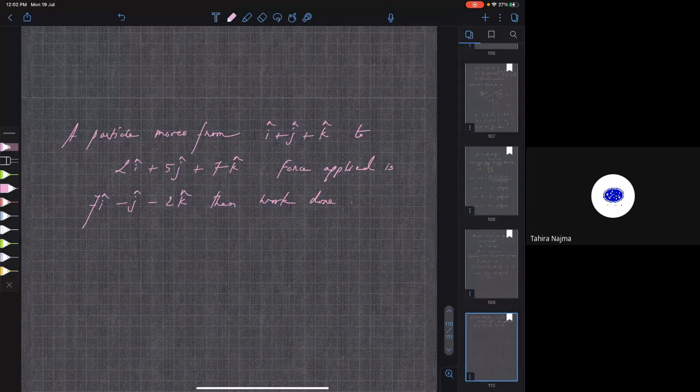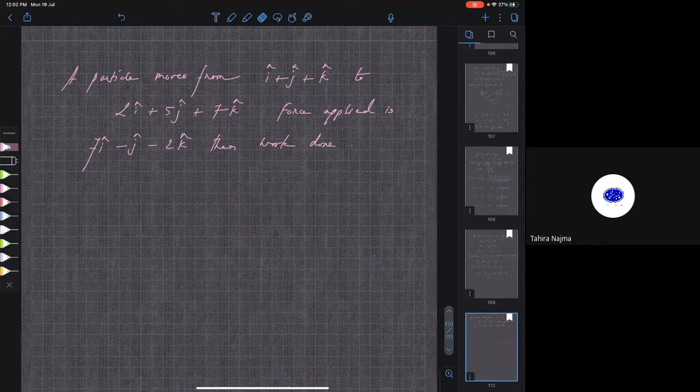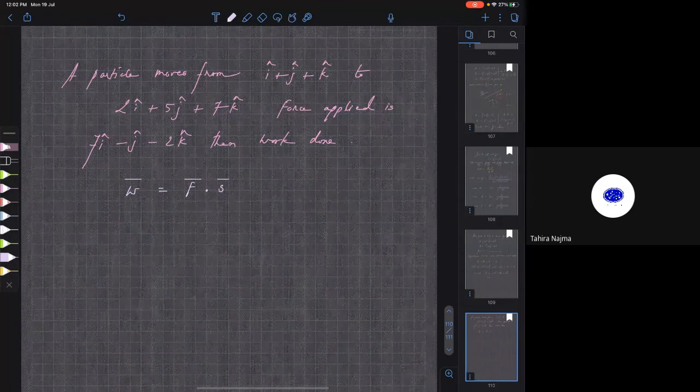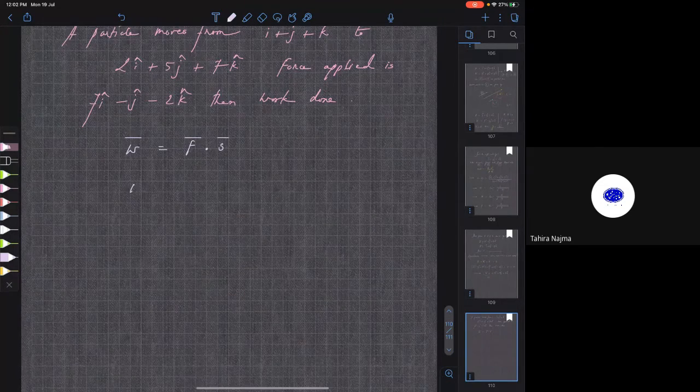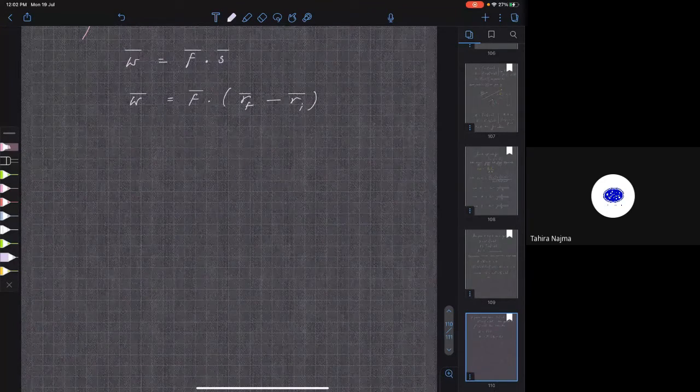So work done is what? What is work done? Force into displacement. Dot product of force and displacement. So I am writing it as F dot S. But what is displacement? It is final position minus initial position, R final minus R initial. Clear? So what is work done?